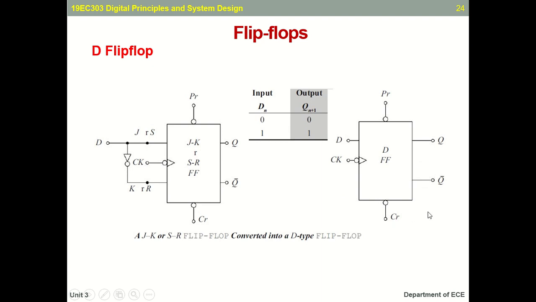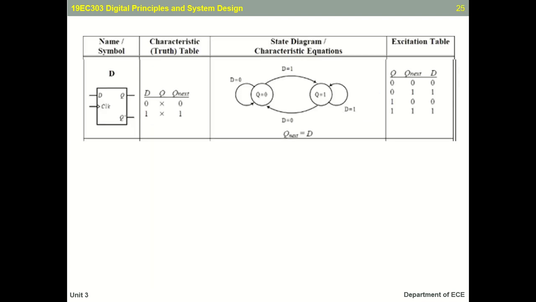Q and Q bar are your output and its complementary, and the preset and clear are the two other inputs which are used to clear the previous or redundant values that have got stored in the flip flop. Okay, now we are into the findings of your characteristic table, the state diagram, and as well as the excitation table. So the symbol will be having an input and the clock signal, and Q and Q bar is your output.